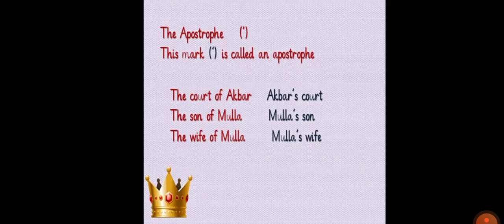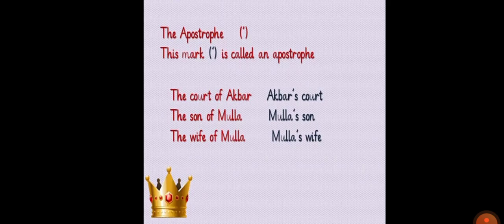So students, the first sentence is the court of Akbar. Here this is a long sentence. So instead of writing this long sentence, we will shorten it by the use of apostrophe S. How are we going to do that? We will write Akbar's court. Akbar apostrophe S court. This shows us the relationship of court with Akbar. That means this court belongs to Akbar. We are talking about the court that belongs to Akbar. So this is showing us the belongingness.